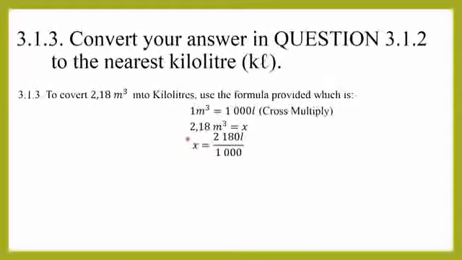2,180 liters divided by 1,000, which is going to be 2.18 kiloliters. Here in this case, they say we must convert these to kiloliters. So our answer was 2,180 liters. As we divide by 1,000, it's going to be 2.18 kiloliters. Then to the nearest kiloliter is going to be 2 kiloliters.